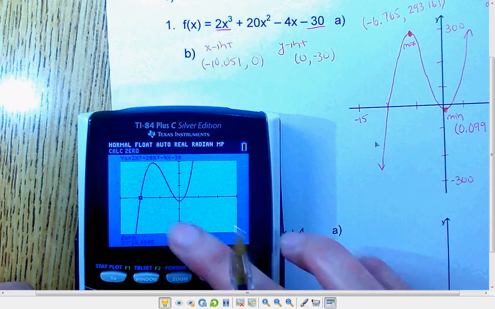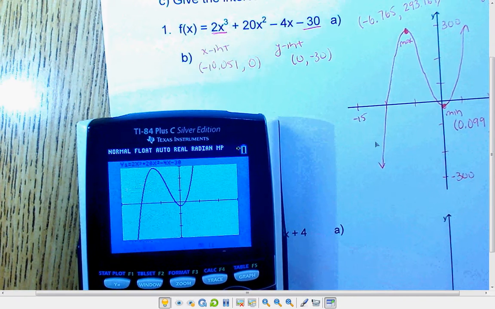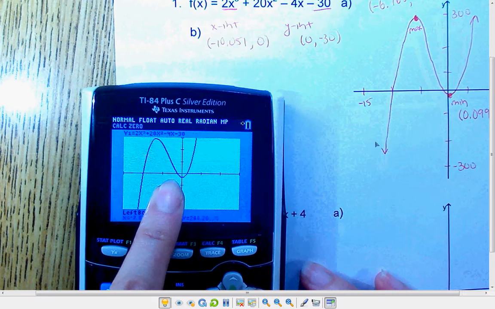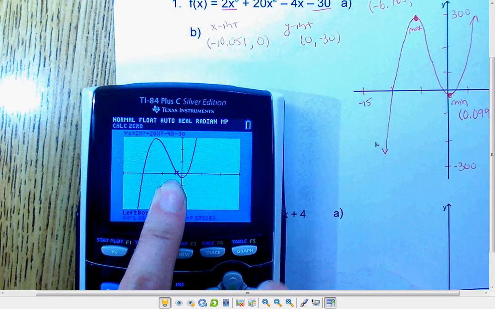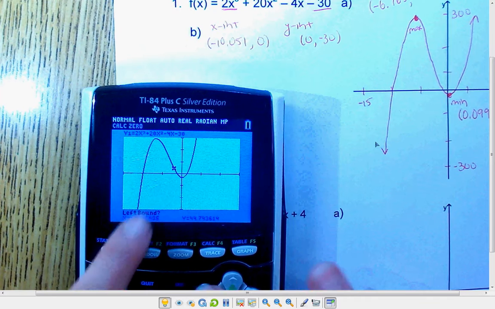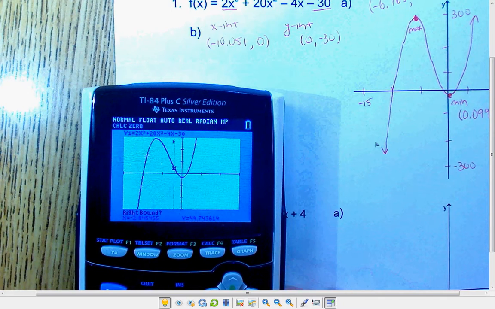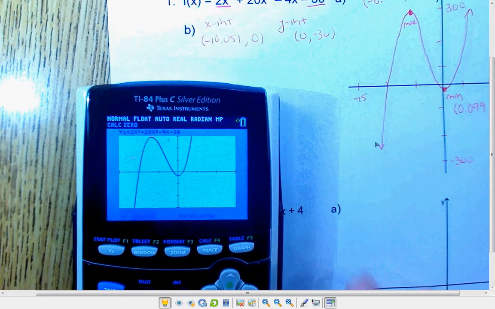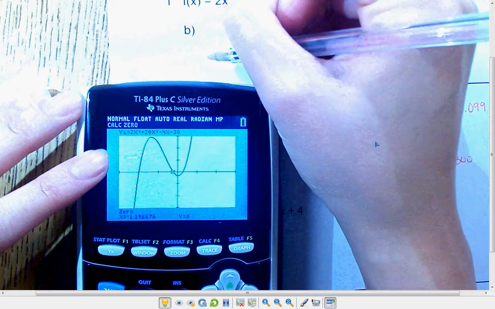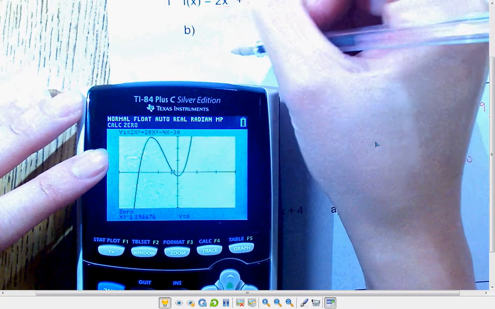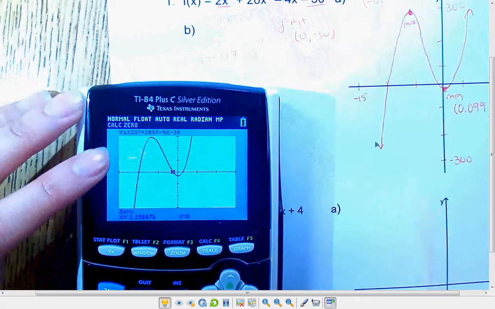And we're going to do the same thing for our next 2 zeros. So now, second calc 0 again. Let's find our second one. For this one, left bound, when you go to the left, it's actually going to be above it in this case. Right bound, go to the right, it's going to be below it. Press enter. You have an x-intercept of negative 1.197 because you're rounding it.